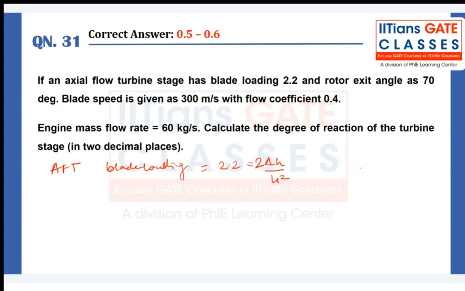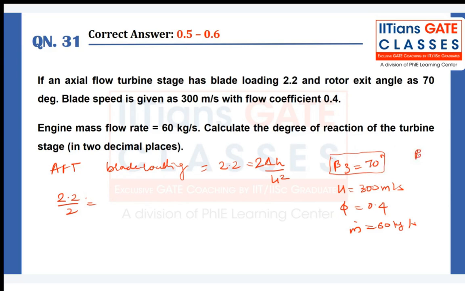And rotor exit angle as 70 degrees, so beta 3 is given as 70 degrees. Blade speed U is 300 meters per second. Flow coefficient is 0.4 and m dot is 60. So first of all, we'll try to compute, we need to find out the degree of reaction. At one angle we know, the other angle beta 2, if we are able to find, we will be able to use one of the formulas of degree of reaction.